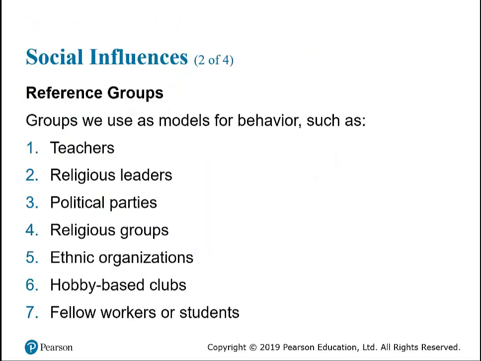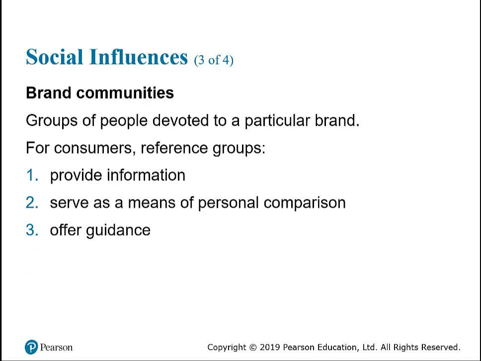Social influences. Working from this list, name and discuss a couple of the most important reference groups you've encountered in your life. Did any of them influence a brand or purchasing decision that you can recall? Other social influences. Brand communities. These are groups of people devoted to a particular brand. For consumers, reference groups provide information, serve as a means of personal comparison, and they do offer guidance.